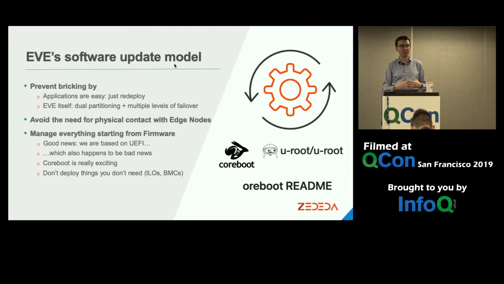EVE itself needs to be updated. That's where ideas from Chrome OS and CoreOS kick in, right? And it's pretty similar to what happens on your cell phone. So it's dual partitioned, with multiple levels of fallback and lots of burn-in testing that we do. We're trying to avoid the need for physical contact with edge nodes as much as possible, which means that a lot of things that would have you press a key would have to be simulated by us.